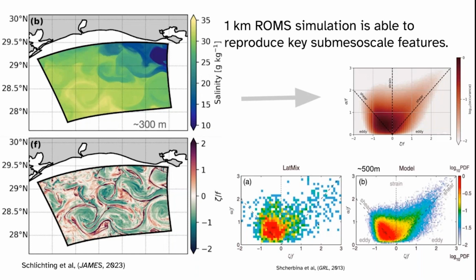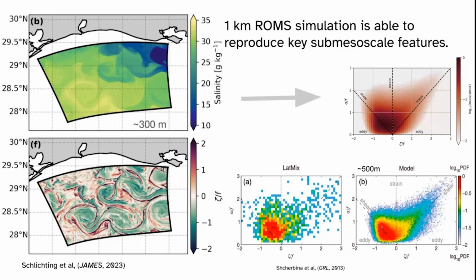And you can see this is a lot noisier because it's difficult to get these observations. You need two ships to get the full velocity gradient tensor. It's easy to do in the model. You can see there's a lot of agreement between this simulation and this. And so we think that these features are pretty ubiquitous.